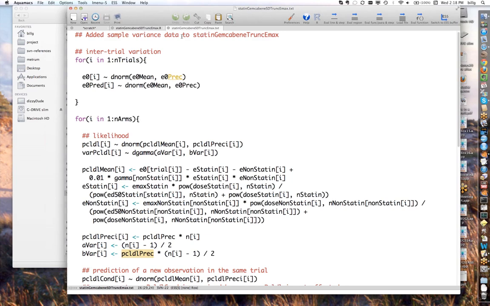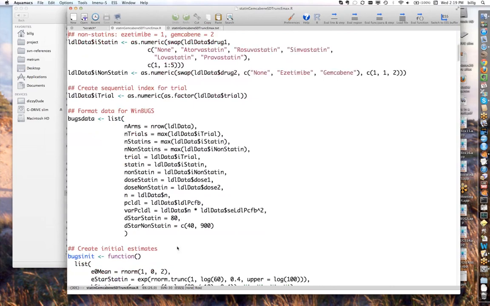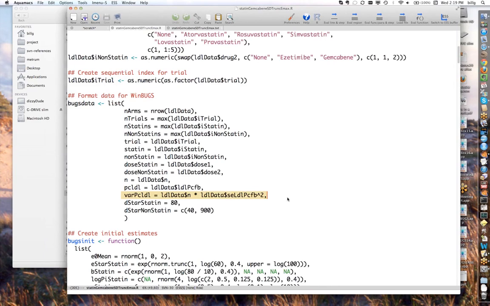Again, almost everything here is going to be the same as it was before. The main difference is right here. Now recall that the way the data set was set up, there was a column in there for the standard error in the LDL percent change from baseline. That was called SELDL PCFB, and that was passed from the data set.